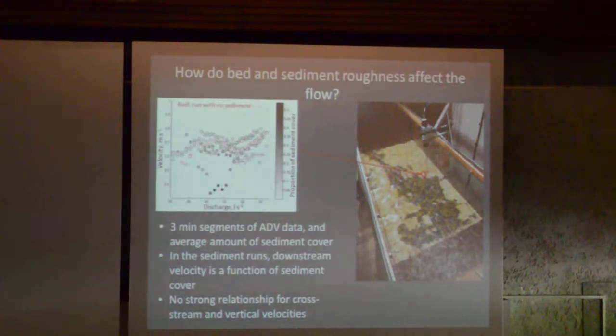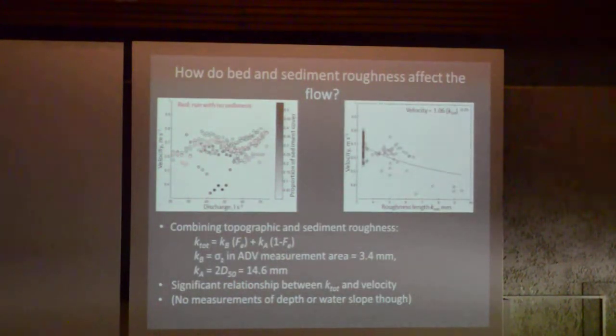What you can clearly see is that, again, there's quite a lot of scatter in the data, but generally the grey points tend to plot below this average no sediment run line, and the darker points very much plot at the bottom. So sediment cover does seem to be decreasing the flow velocity in the way that you might expect, which is reassuring. Also, if you look at relationships of both cross-stream and vertical velocities, you don't seem to get a strong relationship. So we seem to have an impact from sediment. The question is, can we try and quantify that impact?